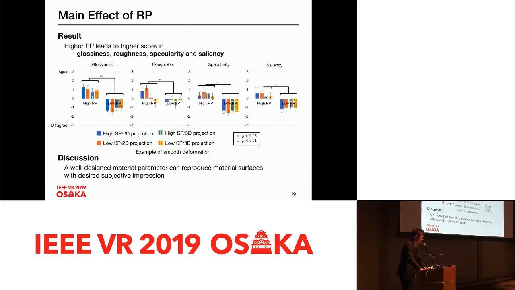So this is the result. As a result, we confirmed the main effect of RP. That is, in terms of glossiness, roughness, specularity, and saliency, a higher RP leads to a higher score. This means a single parameter can change the subjective impression, which also implies that well-designed material parameters can reproduce the material surface with the desired impressions.